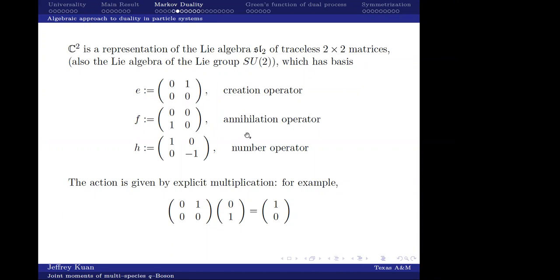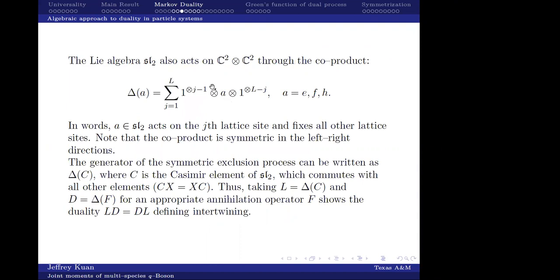So that's how the representation acts, that's how the algebra acts in a single lattice site. And then for multiple lattice sites, you have something called the coproduct. So the way this works is it acts on each lattice site and just fixes all other lattice sites. And then you take the sum over all lattice sites. And you'll notice this is symmetric in the left or right directions. So if you just switch left and right, you get the same thing.